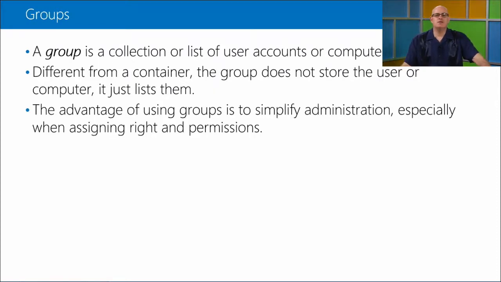Groups. A group is a collection or list of user accounts and computers. They're different from a container. A container is typically a management area, a management separation, or a logical management entity. A group is more a collection of resources for a common goal of some kind, to enable rights of some kind, to enable permissions of some kind. I'm throwing out rights and permissions. I'm foreshadowing a little bit. We'll talk about rights and permissions here in a bit.